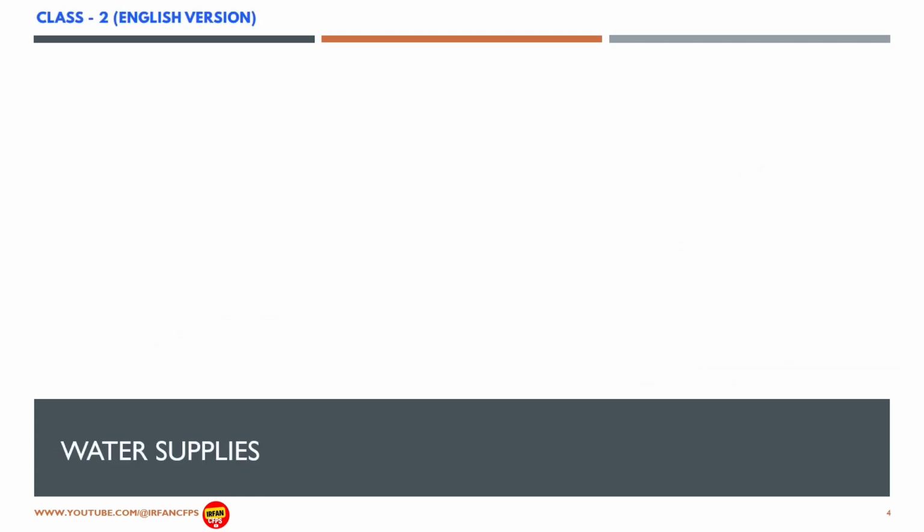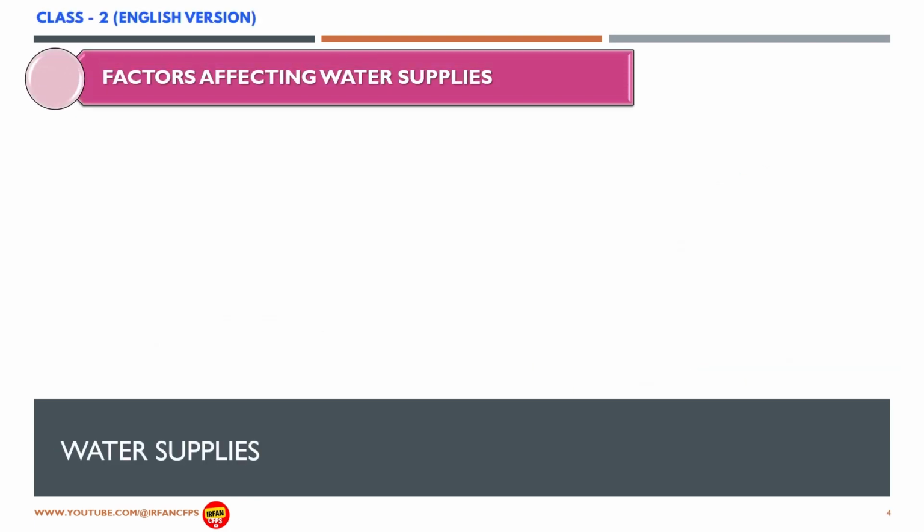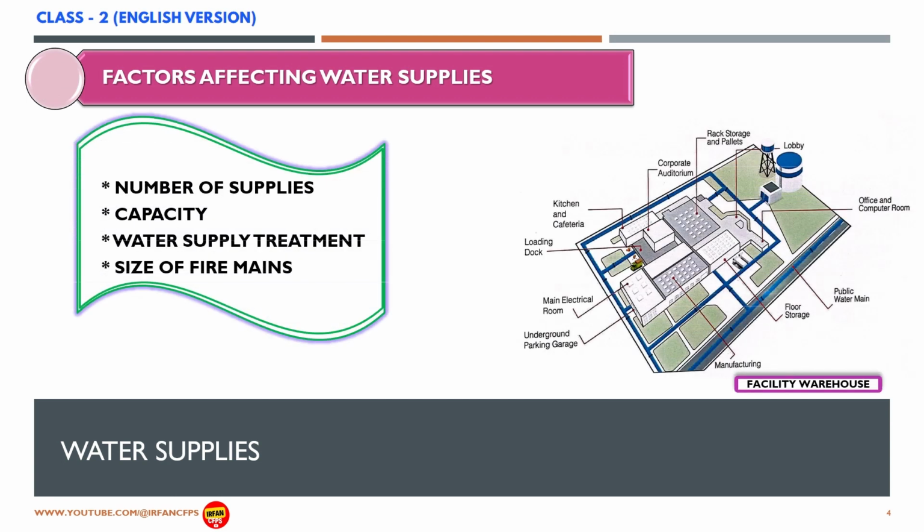Let's look into our second topic, factors affecting water supplies. There are basically 4 factors which affect water supplies. Number 1, number of supplies. Number 2, capacity. Number 3, water supply treatment. Number 4, size of fire mains. We will discuss in detail about these factors.